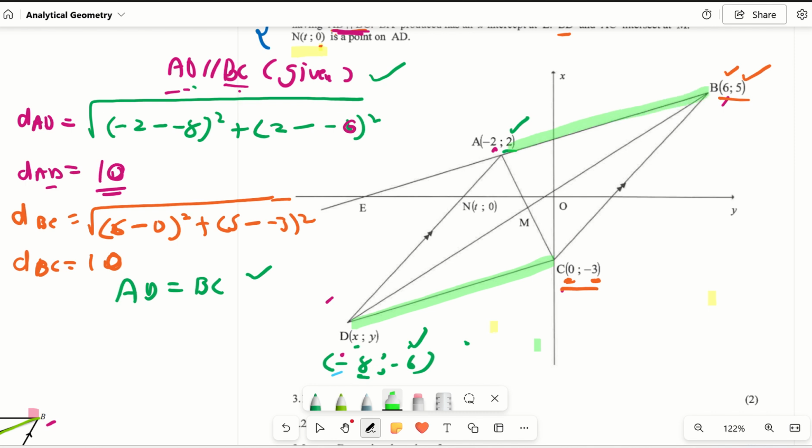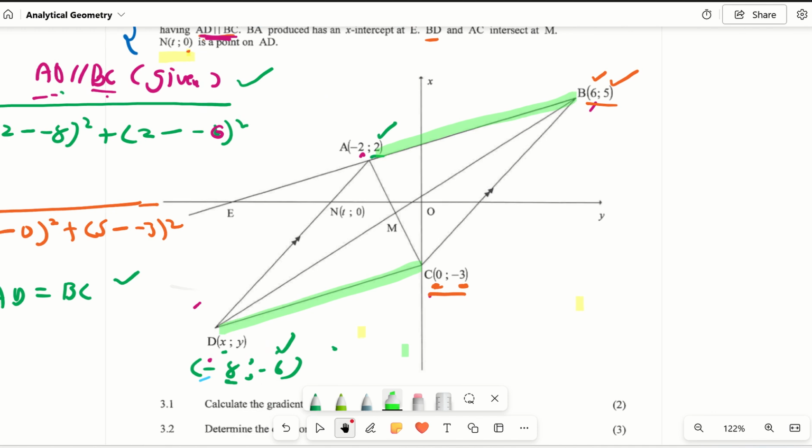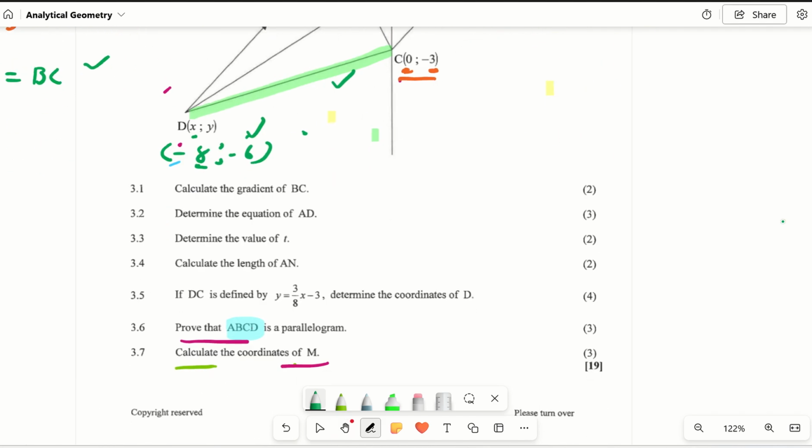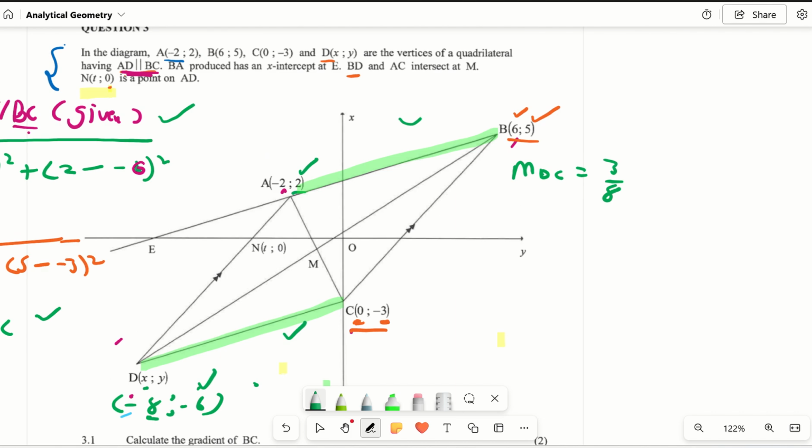Let's start with gradients. The gradient of DC, this line here, equals 3 over 8. How do we know that? We got it from here. If DC is that, the gradient is there, 3 over 8. Now we're going to find the gradient of AB and see if it also gives us 3 over 8.